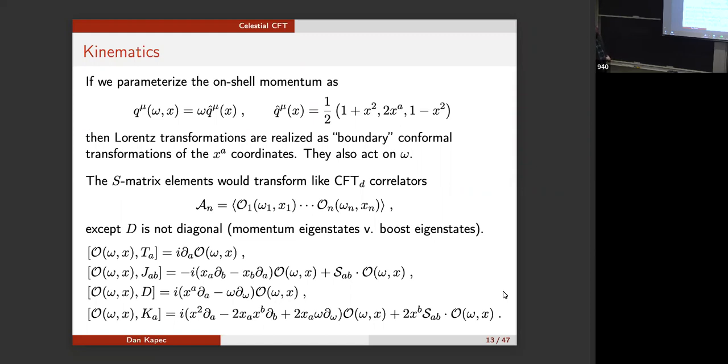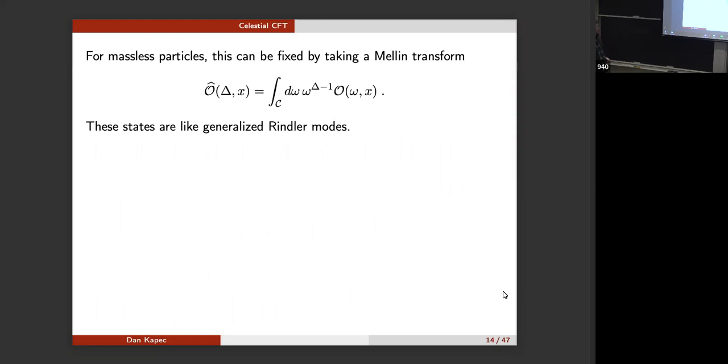Now, for massless particles, you can fix that just by taking a Mellin transform. We're basically going to do an integral over frequencies. And you can think of these states as generalized Rindler modes. For normal plane wave states, we diagonalize all of the momentum generators. Here, we're looking at states which diagonalize a particular boost in asymptotically flat space, because we want to diagonalize the dilation operator in the conformal field theory. So this is kind of like the S matrix, but for a uniformly accelerated observer in flat space. That's another way to think about this if celestial CFT triggers you.